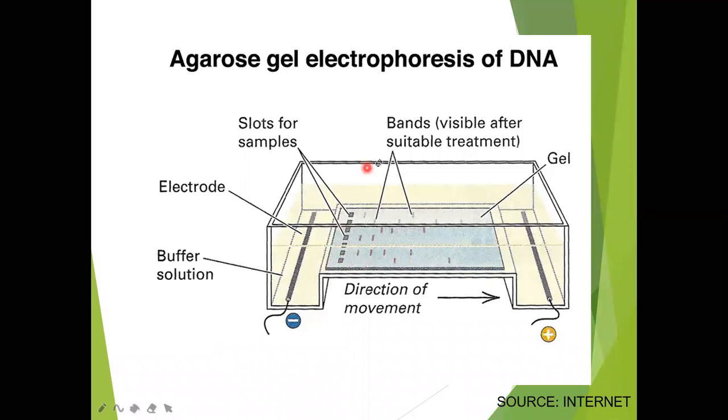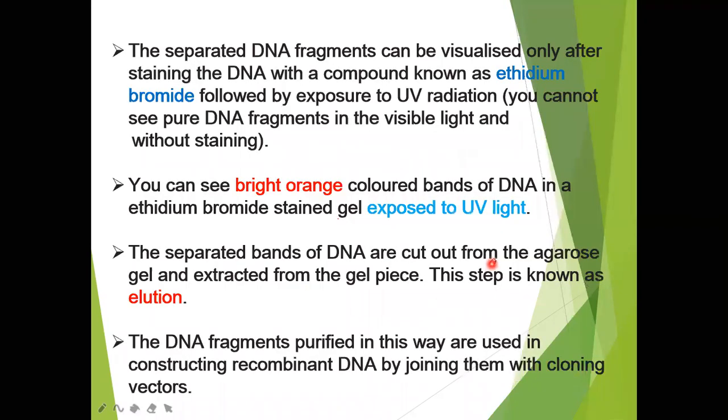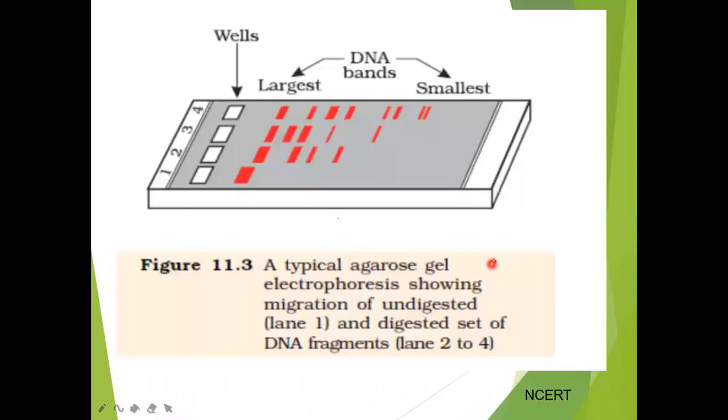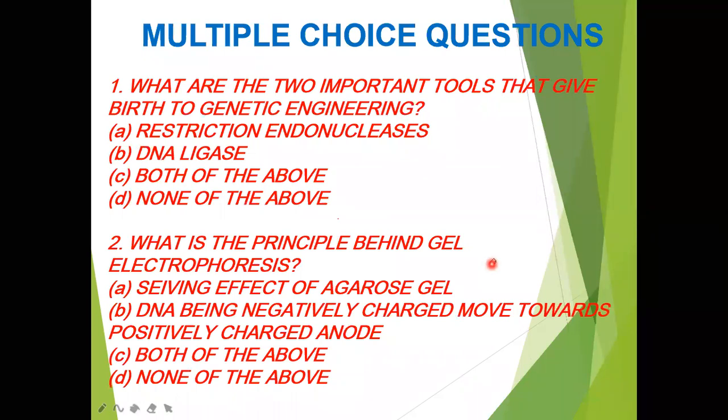So two principles are behind it: number one, DNA being negatively charged moves towards the positively charged anode, and number two, DNA fragments are resolved on the basis of their size. Got it? Now students, there are some questions that we call post assignment. Because we have done these two topics, let us talk about them, because I have got a warning from Zoom, only 5 minutes are left.